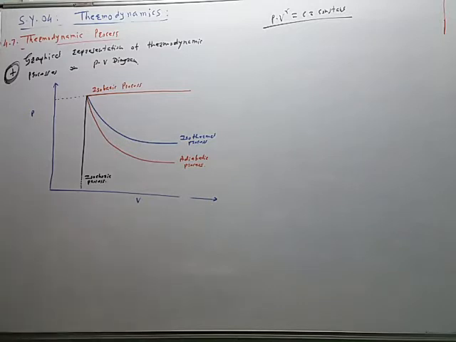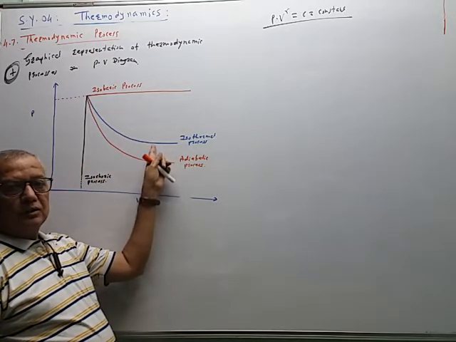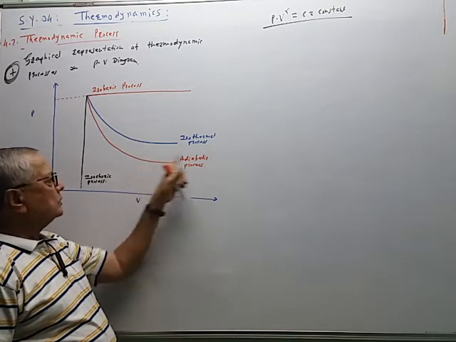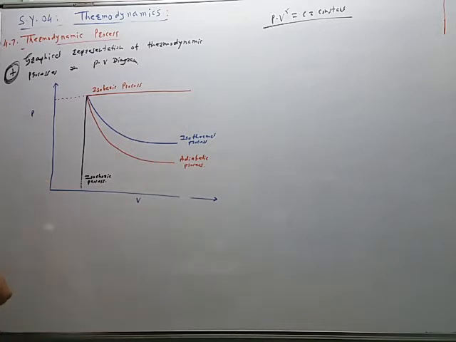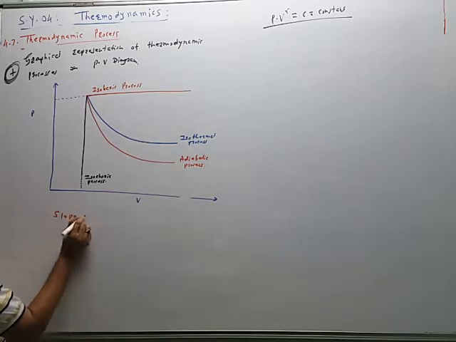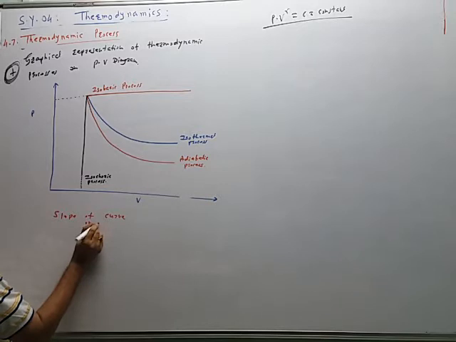So we have represented all the four processes on the same PV diagram. Now see this isothermal process, the PV diagram is steeper than this. This adiabatic process, the graph is steeper than isothermal processes. Why? The reason we should know, or it can be asked separately, and for that purpose we have to find the slope of the curve on PV diagram.